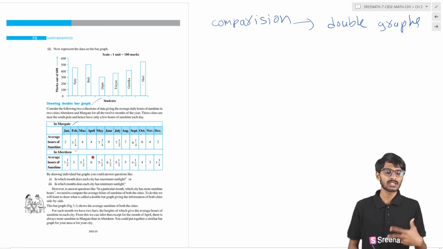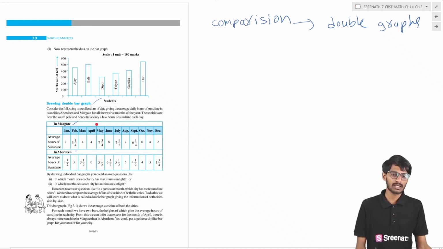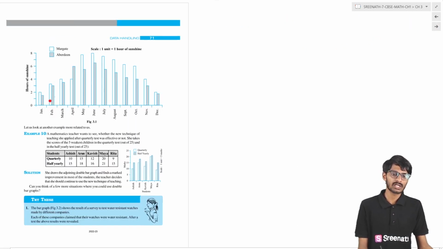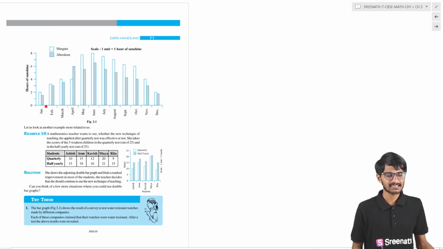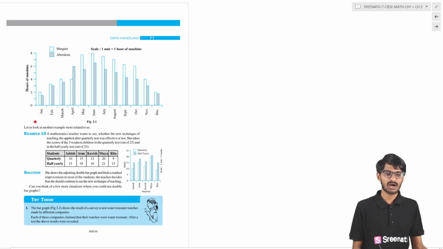If you draw double graphs side by side, it will be very easy to compare. So we have to draw double graphs like these, students. On the x-axis itself, you draw double bars, and one city is represented with white and the other city with a dark color, students.